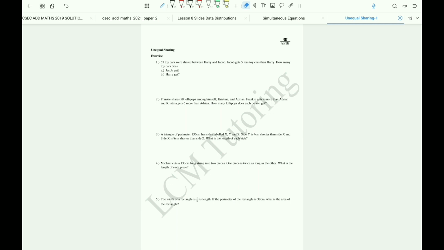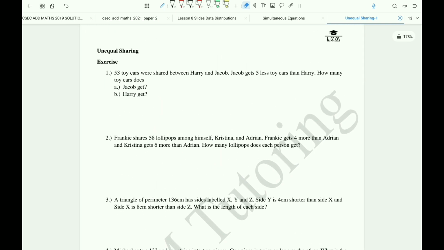Unequal sharing would essentially mean that one student gets more than the other, and at the same time one student would have gotten less than the other, right? So for example, that same 24 sweets, one student could have gotten 18 sweets and another student would have gotten 6 sweets, right? So one got more than the other, and that's why it's called unequal sharing. So let's take a look at the first question.